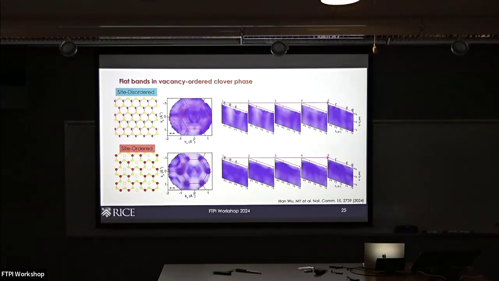I hope you can see that on the bottom one, there are these flat objects that are extending over a large region of the Brillouin zone, and they are more or less absent, as far as we can tell, from the situation where our samples have this random iron site occupied.